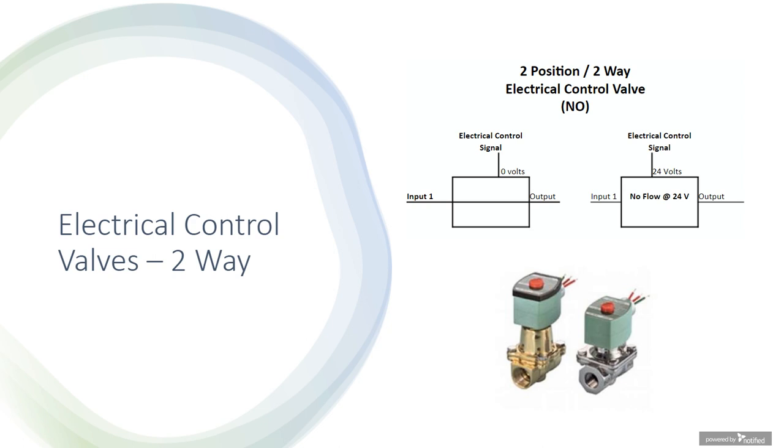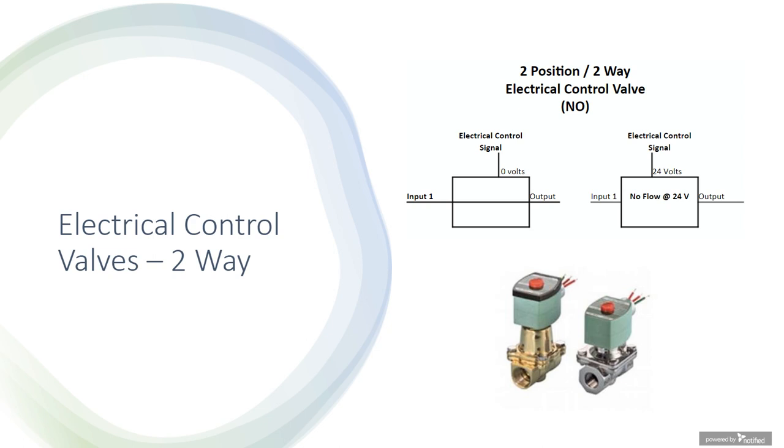So if you look at the diagram on the left, you'll see at the top electrical control signal, 0 volts, means there's no power to that valve. In that normally open state, the water on input 1 is allowed to flow through that valve to the output. On the next diagram to the right, you can see I have 24 volts applied as the electrical control signal, which is the typical voltage used for industrial control systems.